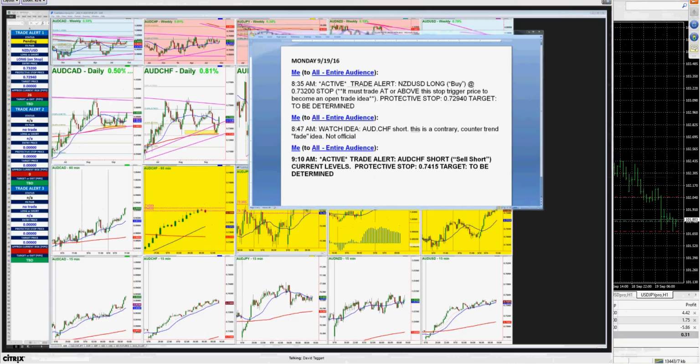Well, yen's taken off, it's weakening right now. Euro yen definitely reversed. Super strong. Not as much as euro yen.